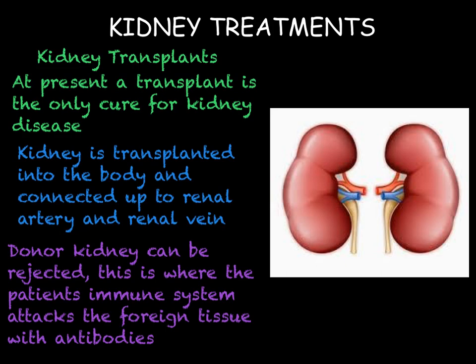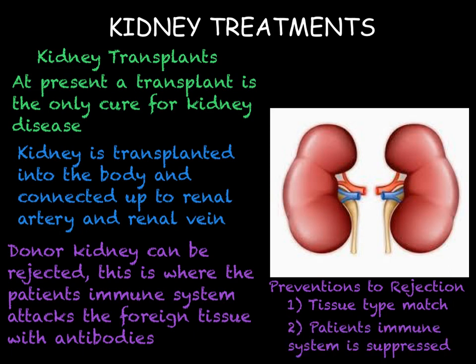In order to prevent a rejection, precautions are taken. So we will ensure that the kidney that is being transplanted has a tissue type that closely matches the patient, and also that the patient is treated with drugs that suppress the immune system. This means that the immune system won't attack this transplanted kidney. For a recap on organ transplants, please look back at EDEXCEL B1.